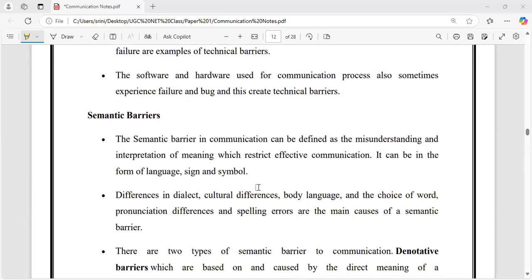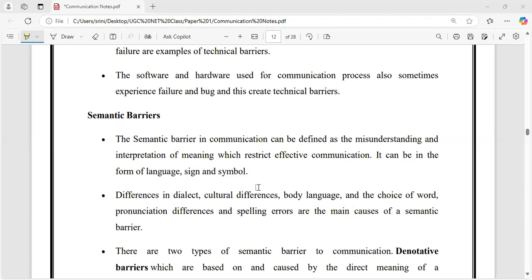And then semantic barriers, meaning the actual meaning is not interpreted properly. That is semantic. The semantic barrier in communication is defined as misunderstanding and misinterpretation of meaning which restricts effective communication. Like a frame window, everyone has a frame by their backgrounds, by their experience.